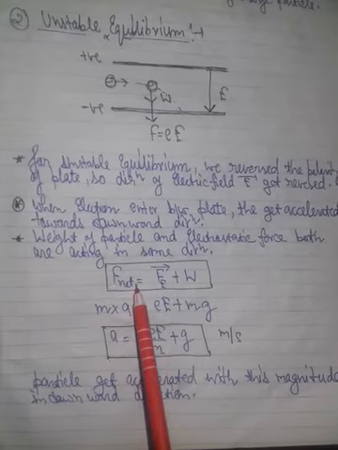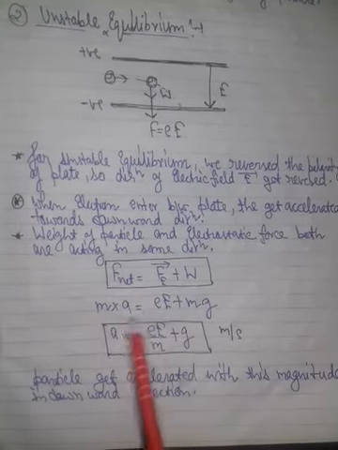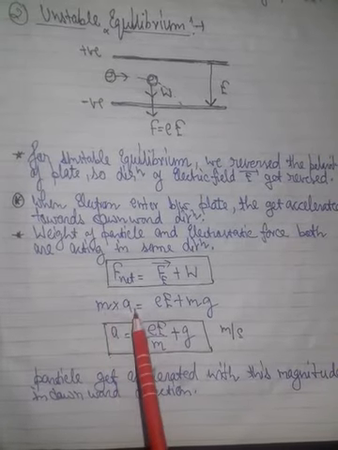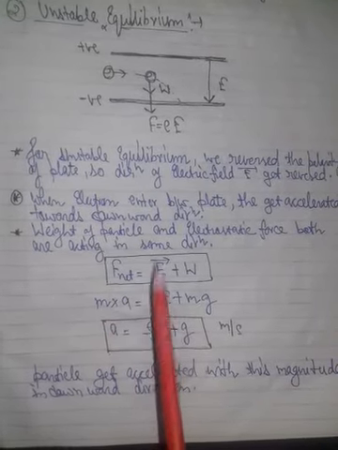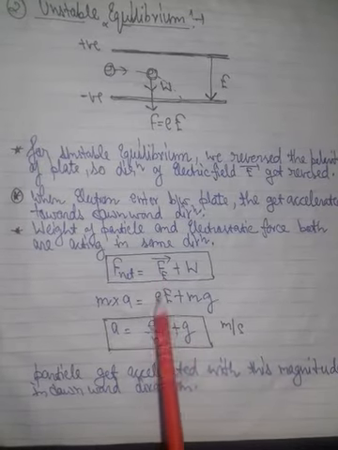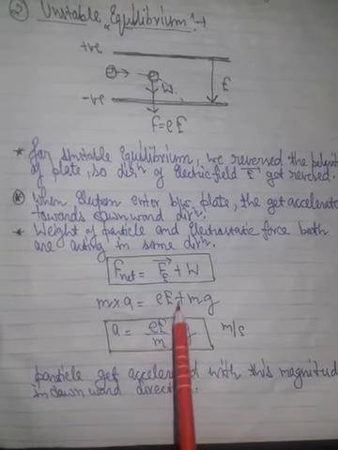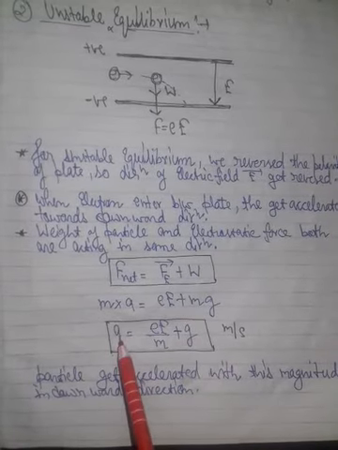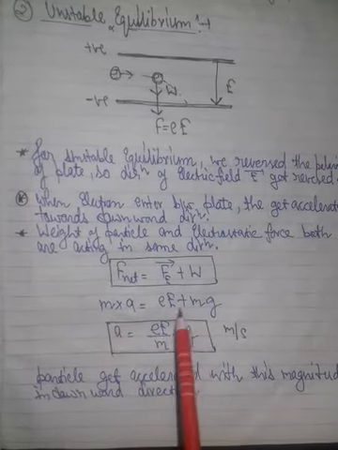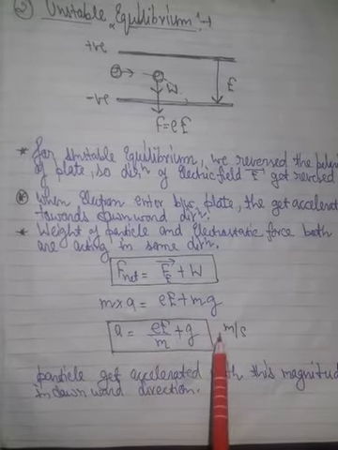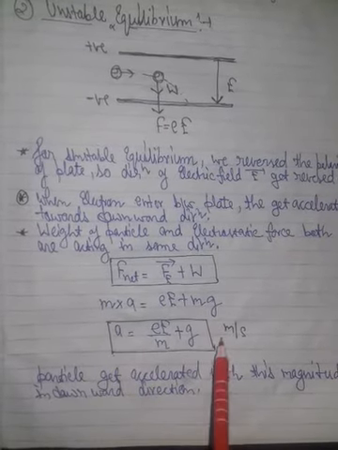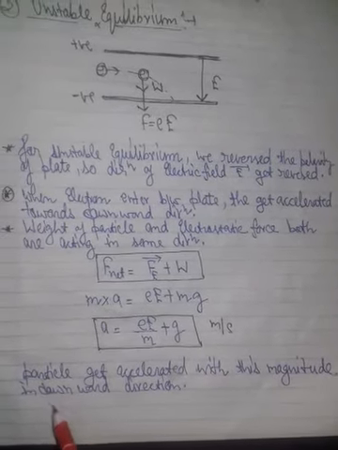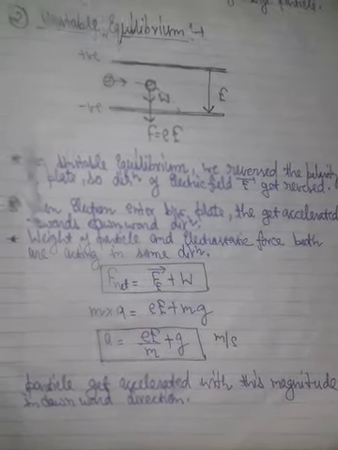Net force, that is mass into acceleration, we already know from class 8th and 9th, that force is equal to mass into acceleration. And here, that is the electrostatic force, e into capital E, plus the weight of the electron, mg. We divide by m on both sides to get the acceleration of the electron. The particle gets accelerated with this magnitude in the downward direction.